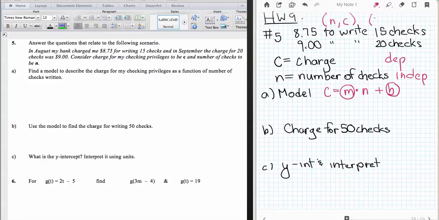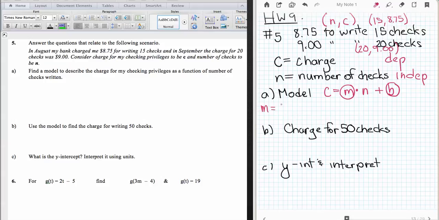So N is the number of checks, 15 checks, and $8.75, that's an ordered pair. And then $9 to write 20 checks is another ordered pair: number of checks, 20, and then $9, that's my dependent. That's the independent. Those are two ordered pairs, and if I need to create a model, I can use two ordered pairs to create the slope. So let me go ahead and do that.